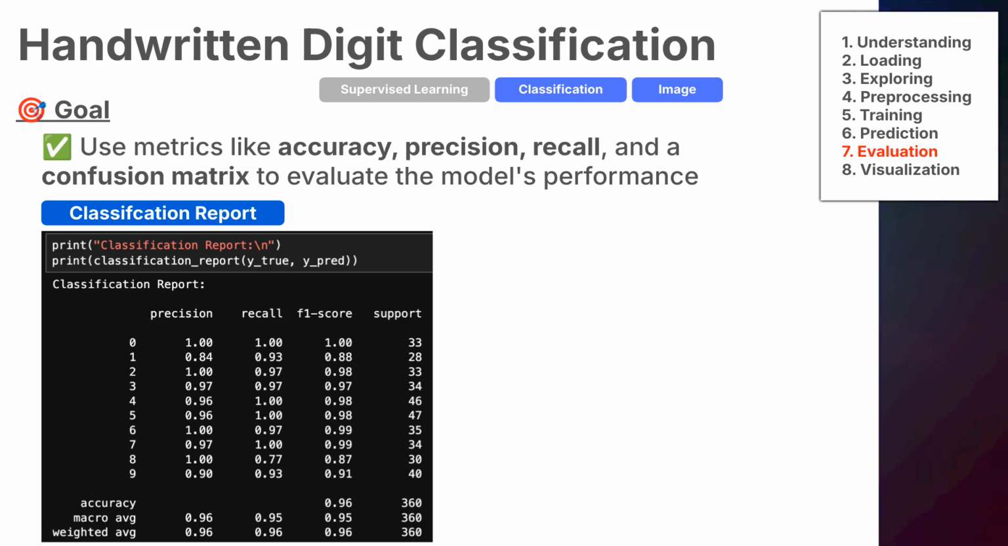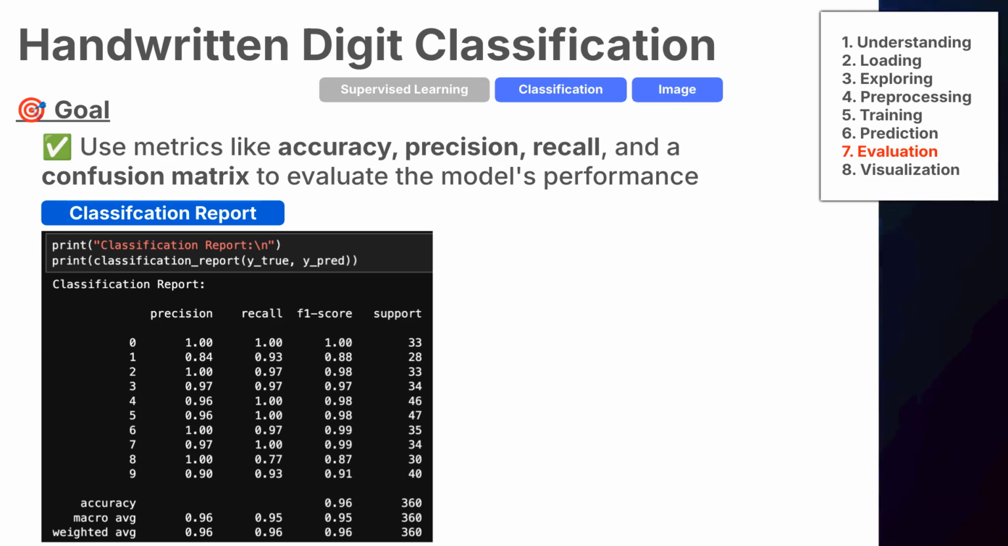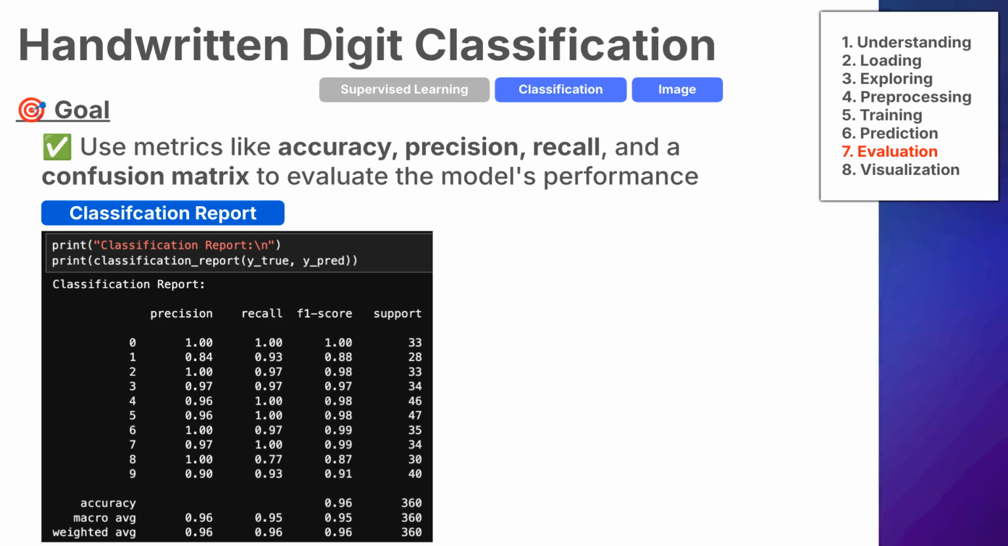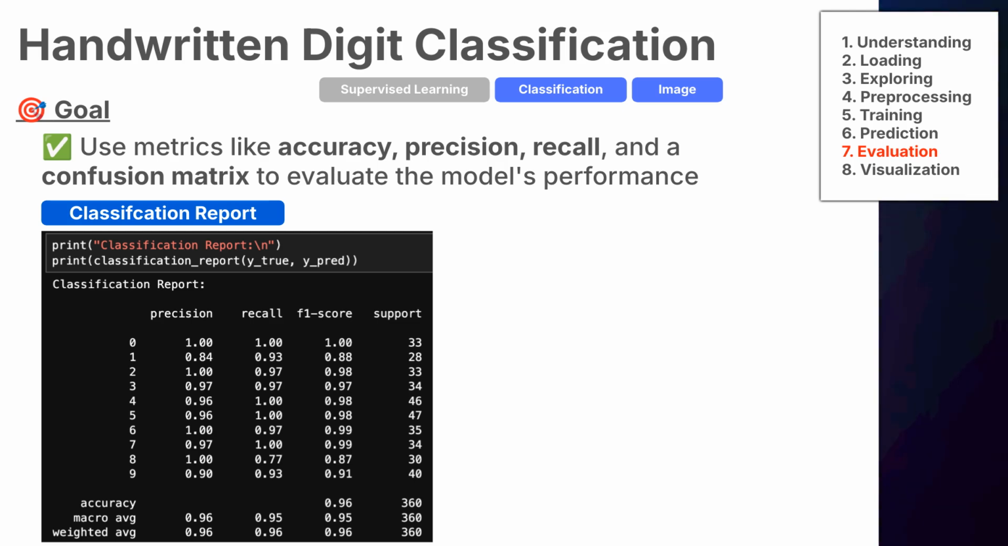Accuracy is the overall percent of correct predictions. Precision tells how many predicted digits were correct. Recall tells how many actual digits were correctly identified. F1 score balances precision and recall. In addition, support is the number of samples in the test set for each class.